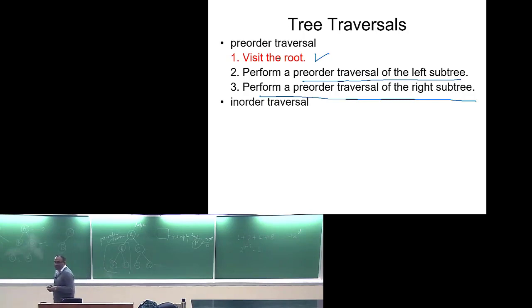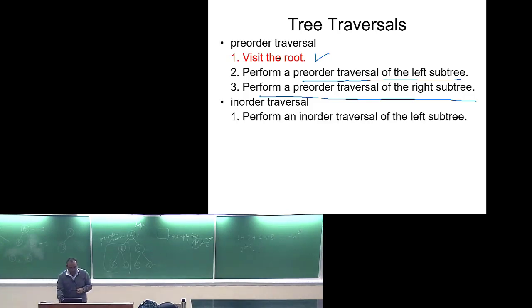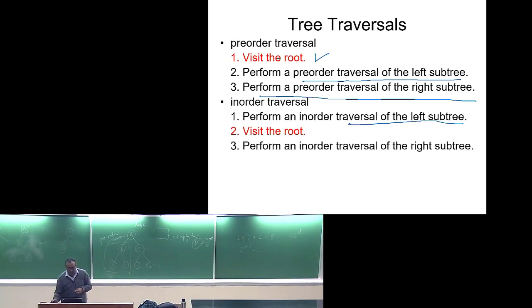Then the next version is in-order traversal, right? In in-order traversal, we recursively perform the in-order traversal of the left subtree, then you visit the root, followed by the in-order traversal of the right subtree. Is it recursive? Yeah, again.